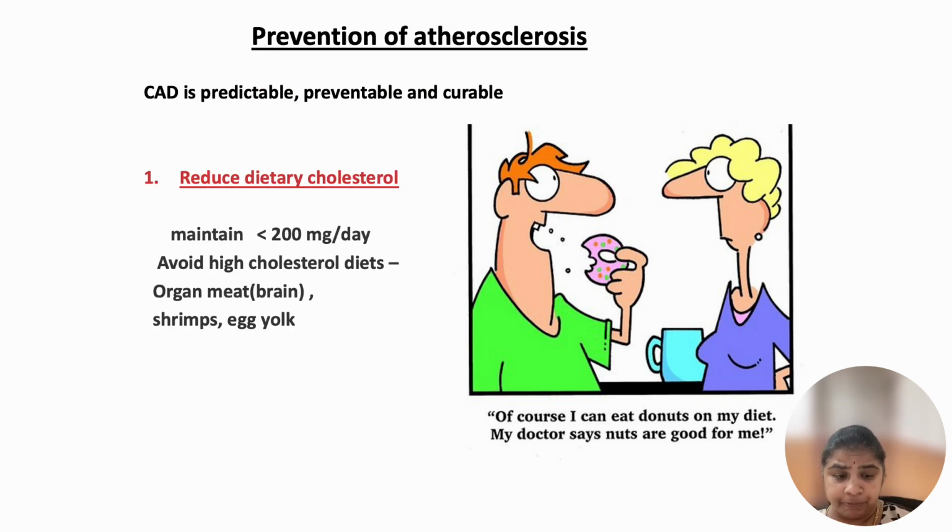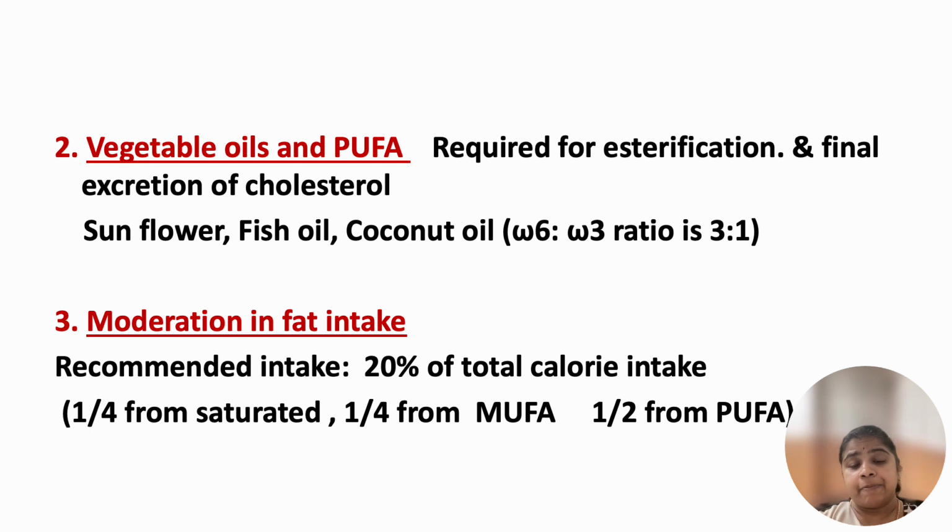So, how do we prevent it? Reduce dietary cholesterol intake and avoid high cholesterol diets. If you remember, cholesterol is mainly obtained from animal sources, so milk products, meat, egg and shrimps are high in cholesterol. Use vegetable oils and polyunsaturated fatty acids. For reverse transport of cholesterol, as we have seen previously, polyunsaturated fatty acid is essential, because whatever cholesterol is going to get esterified will be with polyunsaturated fatty acid. But you should also remember that the omega 6 to omega 3 ratio needs to be maintained at 3 to 1. Omega 6 is high in sunflower oil, and omega 3 is higher in fish oil and coconut oil.